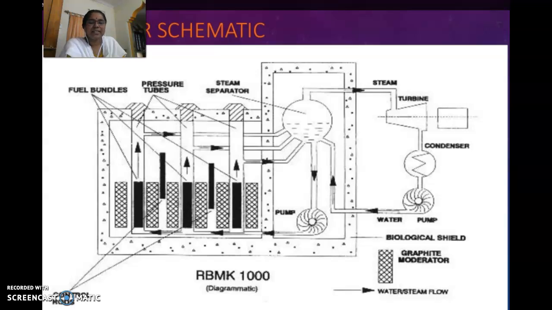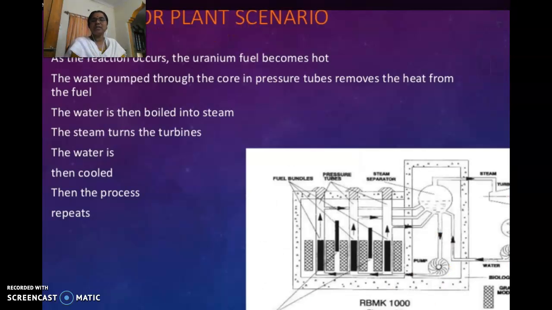So this is the reactor schematic. Pressure tubes, fuel, this is the steam separator, and everywhere it gets separated. These are all control rods, this is the pump, steam goes to the turbines, and afterwards passes through the condensers. So this is the water and steam flow, the schematic representation.